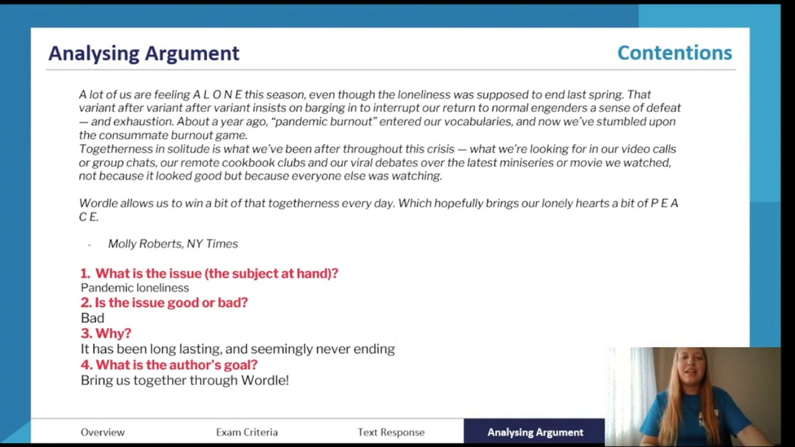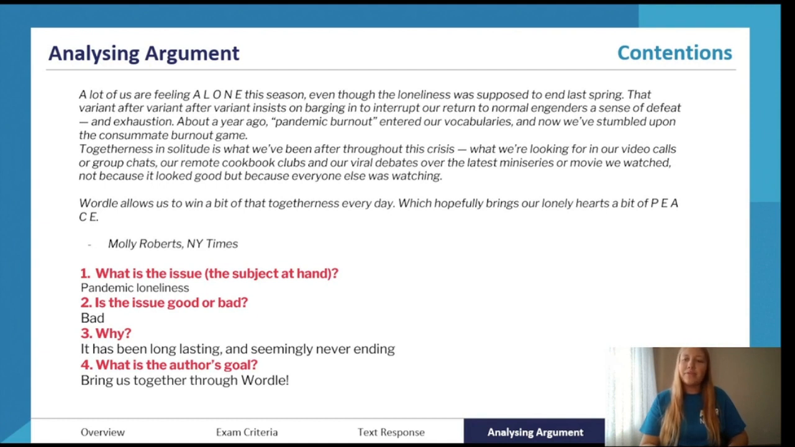A lot of us are feeling alone this season, even though the loneliness was supposed to end last spring. That variant after variant after variant insists on barging in to interrupt our return to normal, engenders a sense of defeat and exhaustion. About a year ago, pandemic burnout entered our vocabularies, and now we've stumbled upon the consummate burnout game. Togetherness in solitude is what we've been after throughout this crisis.